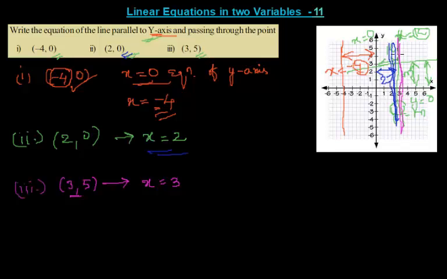This is the line which is parallel to y-axis and at a distance of 3 units from y-axis. See, the point 3, 5 lies on this line here. This is the equation of line which is parallel to y-axis and passing through the point 3, 5.